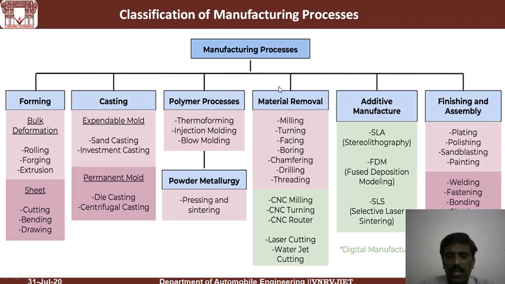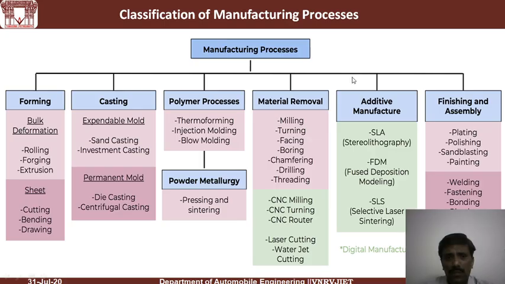And the next important manufacturing process is the metal removal process. Here we remove the material to get the desired shape. That's what we have seen in the previous slide. There are various metal removal processes available: milling, turning, facing, boring, chamfering, drilling. These are all operations that we perform on various machine tools, which we'll discuss in the coming slides. Another classification of material removal process is CNC machines, which are more accurate than conventional machine tools. And the last one is non-conventional machining process, that is laser cutting, water jet cutting, etc.